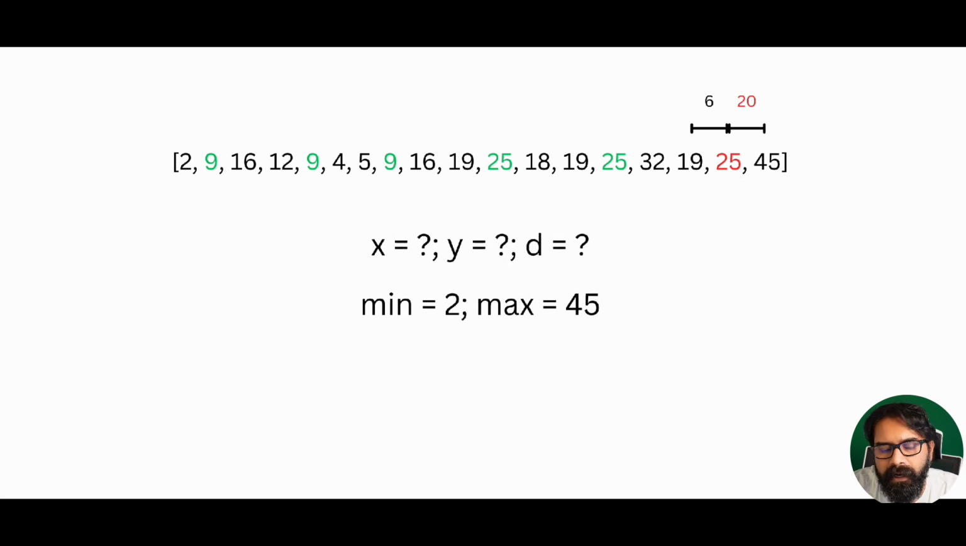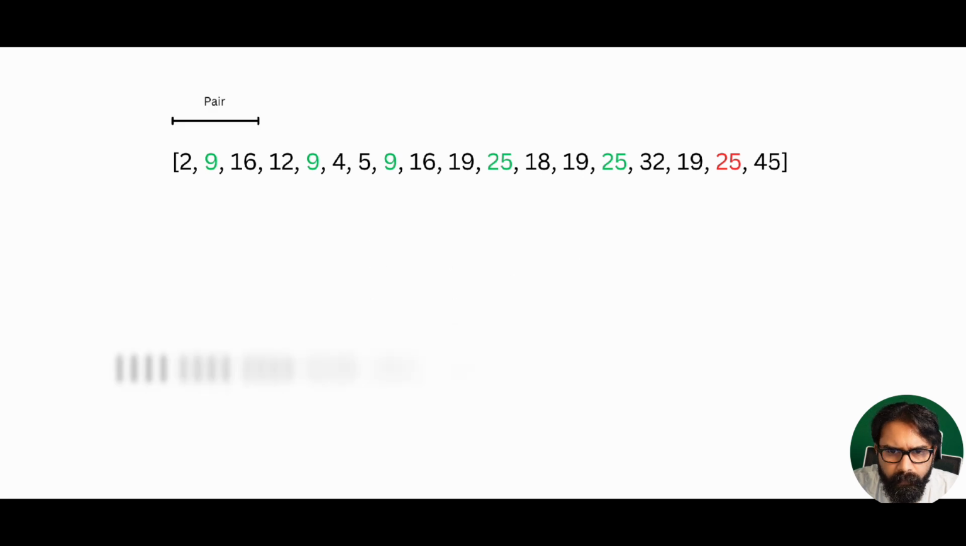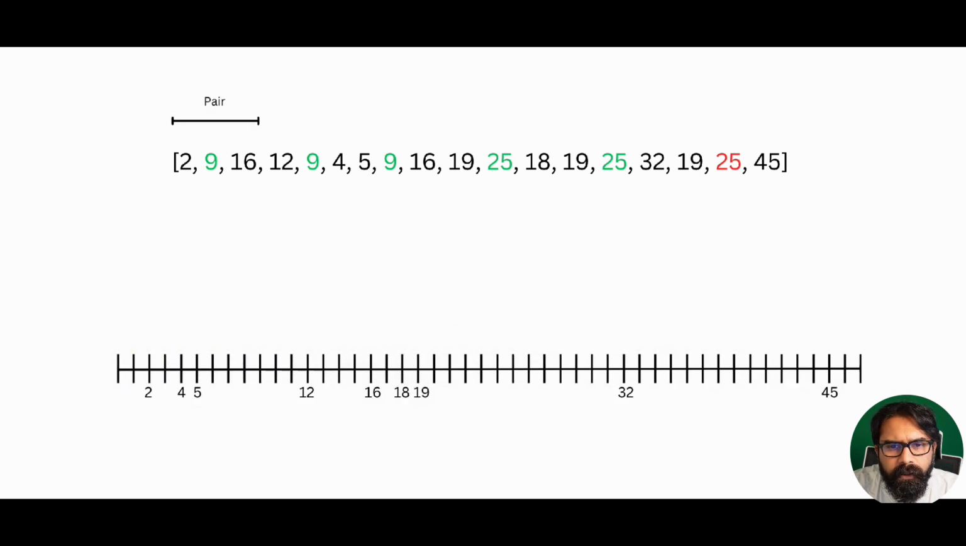So now we are kind of back to square one. What is x, y, and d? But we know one thing, that minimum is 2 and max is equal to 45. So, in order to continue to find x and y, let's imagine a number line, and I want to pick each one of these pairs.